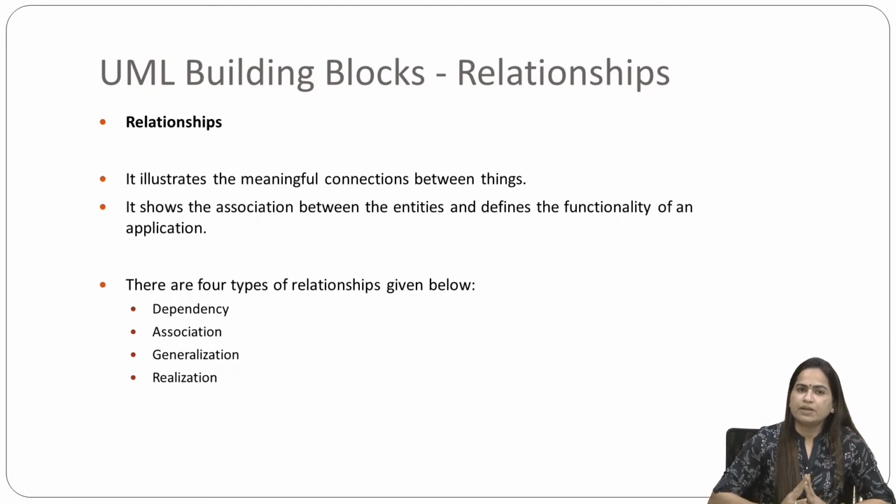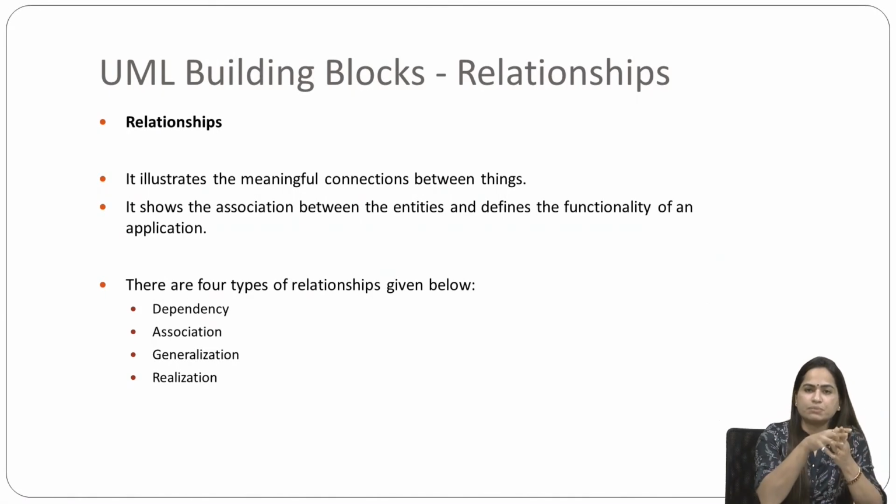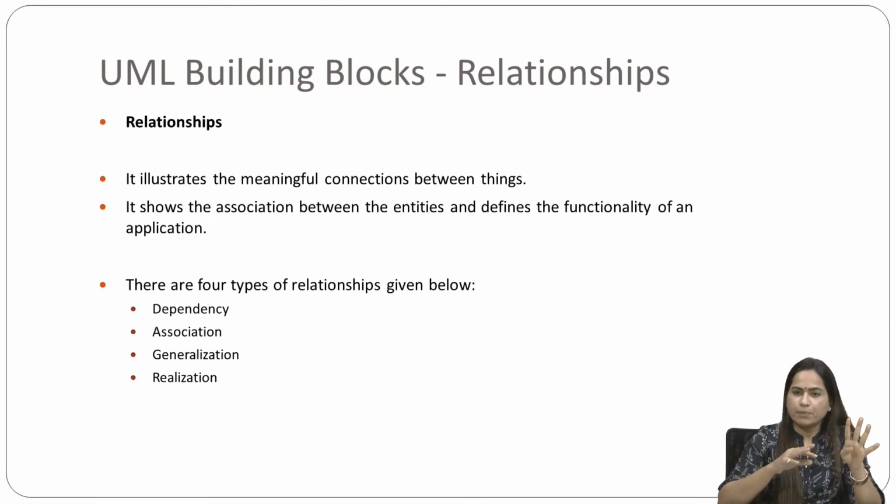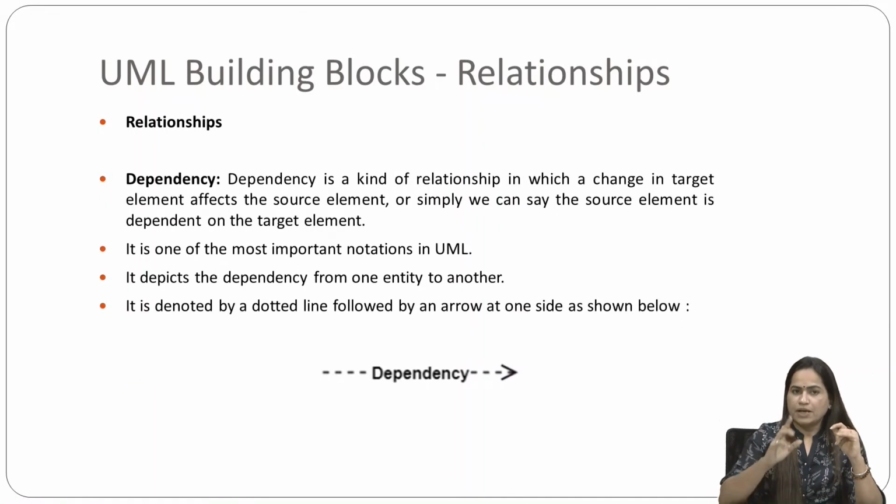Then after that we have relationships. When we talk about relationships, it shows the association between the entities and defines the functionalities of an application. We have four types of relationships: dependency, association, generalization, and realization.